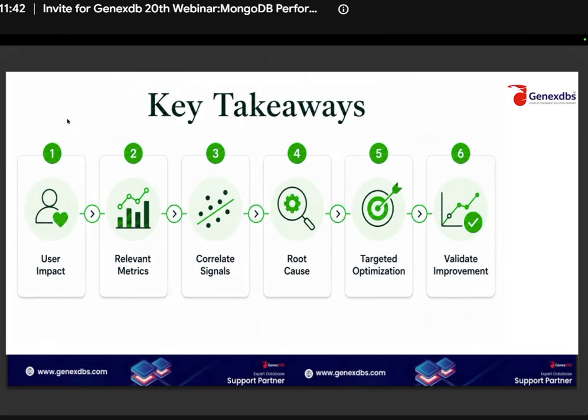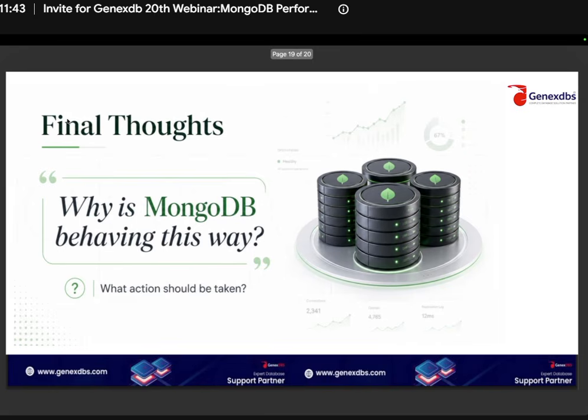So we have to follow a structured workflow, like we can see here. We have to understand and identify the user impact and identify the affected layer from where the issue is originating, and then collect all the relevant metrics related to those symptoms, and then correlate those metrics to identify the real root cause behind the issue. Then we have to optimize by implementing the fix, and then validate the improvement with data or evidence.